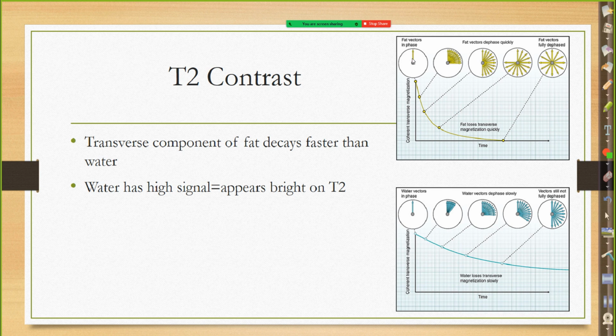So all those fat vectors are in phase with each other when you turn on that RF pulse. Remember, that was one of the rules of resonance. They go in phase with each other. But the moment you turn off that RF pulse, they start to dephase and fan out. And fat, just because it's a closely packed molecule, will fan out quicker and dephase quicker than water. So this is what it's showing: it starts to fan out a little bit slower for water than fat.